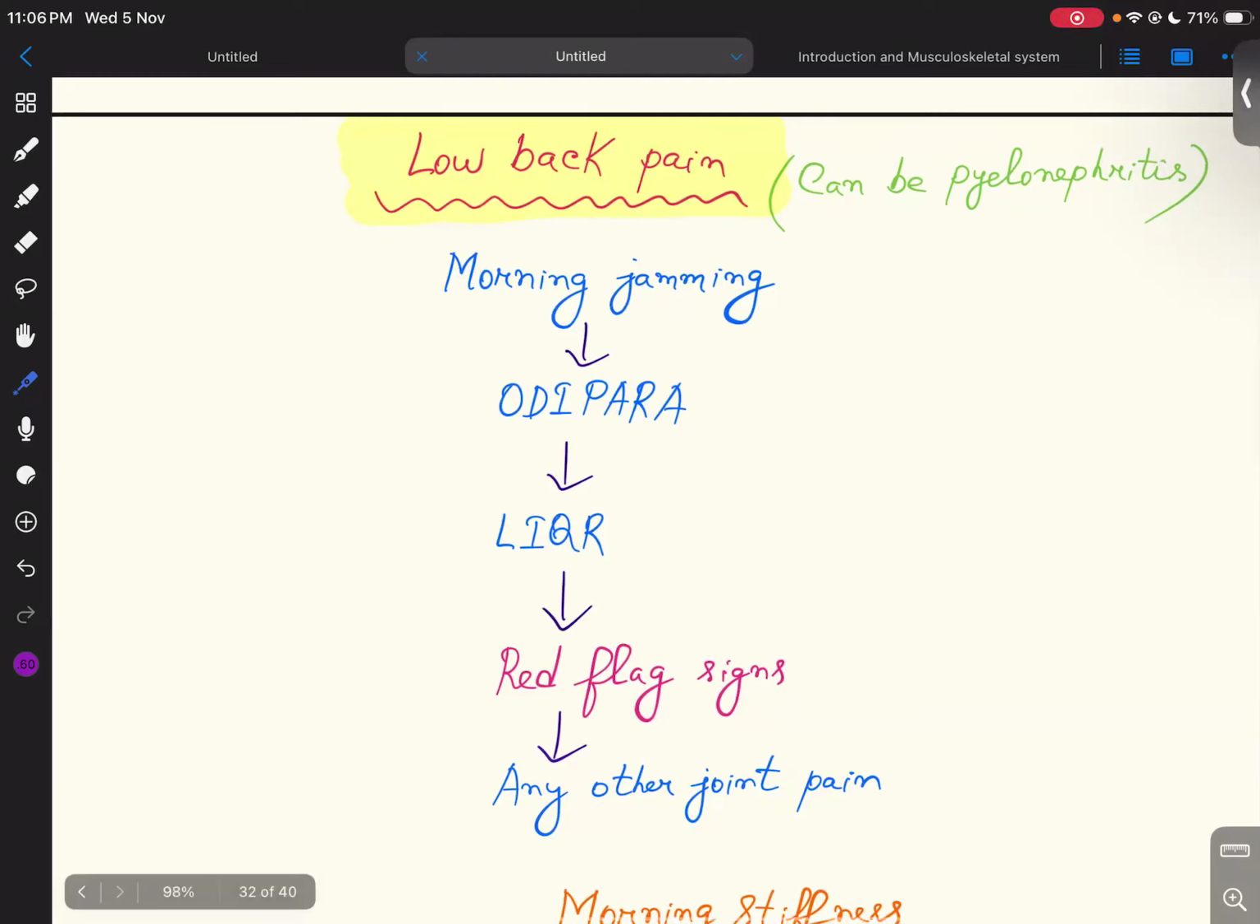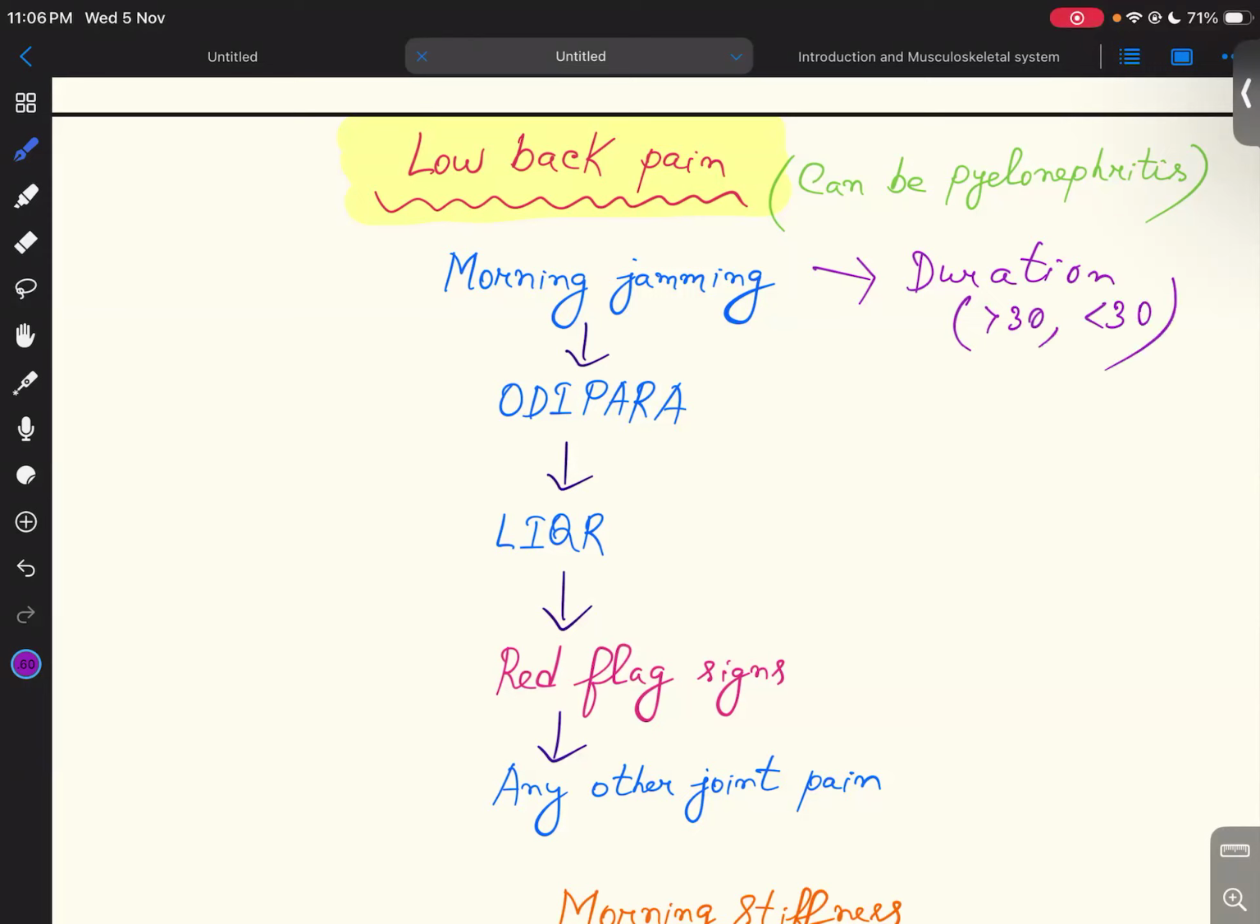So how to approach low back pain of musculoskeletal cause? Our first question will be whether you are having any morning stiffness. And if there is morning stiffness, we have to ask about the duration. For how long? We have to see whether it is more than 30 minutes or less than 30 minutes.